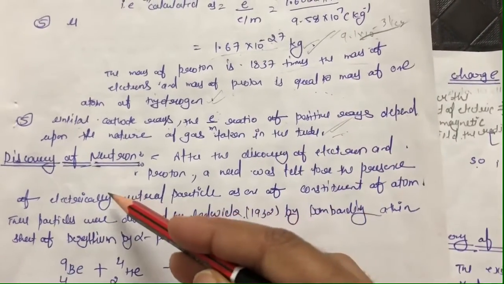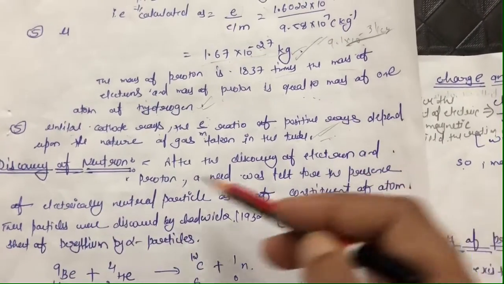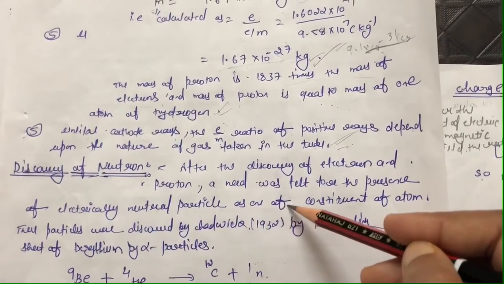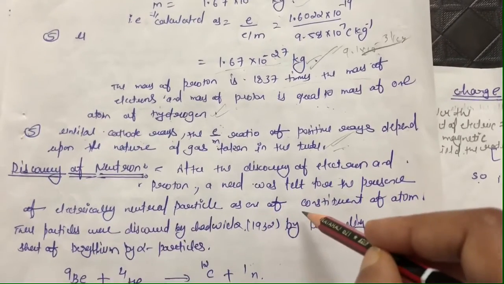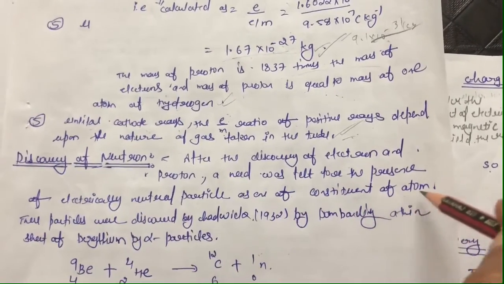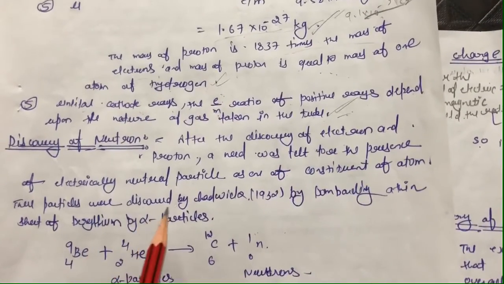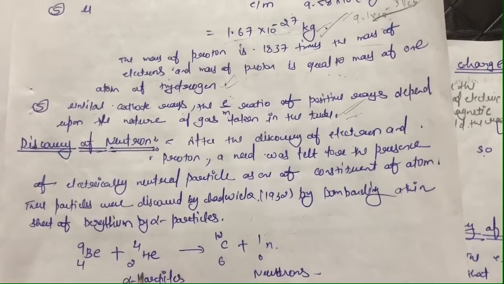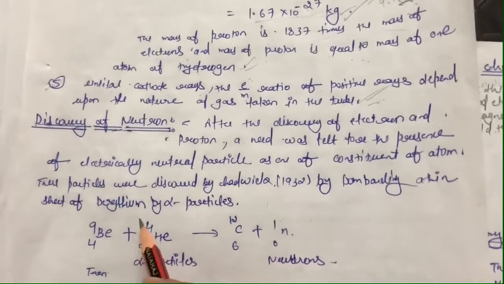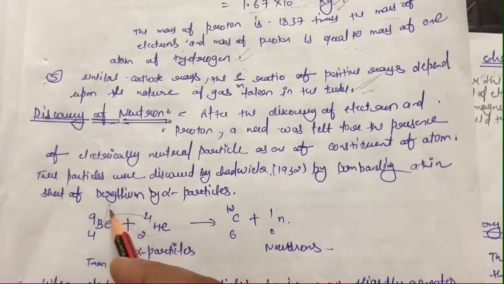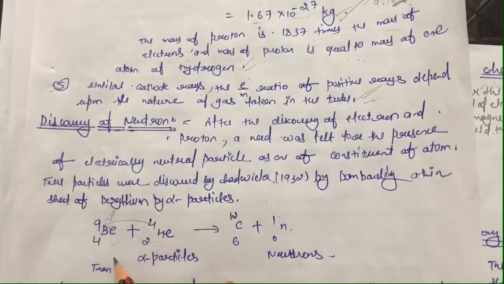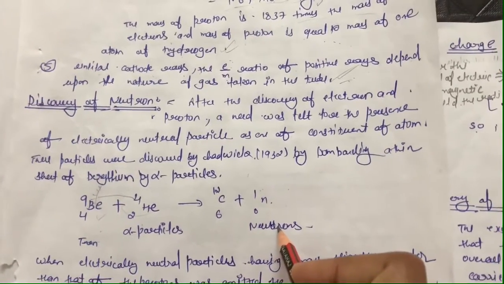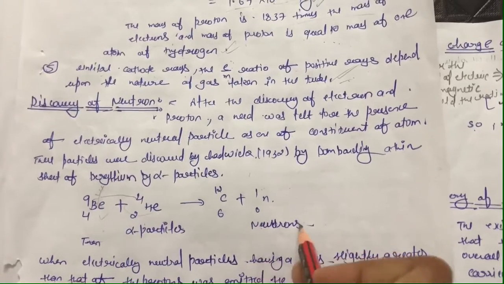And next, the discovery of neutrons. After the discovery of the electron and proton, a need was felt for the presence of electrically neutral particles, which do not carry any charge, as one of the constituents of the atom. These particles were discovered by Chadwick by bombarding a thin sheet of beryllium with alpha particles. These alpha particles strike a thin sheet made up of beryllium atoms, and then there is an emission of electrically neutral particles which are known as neutrons.